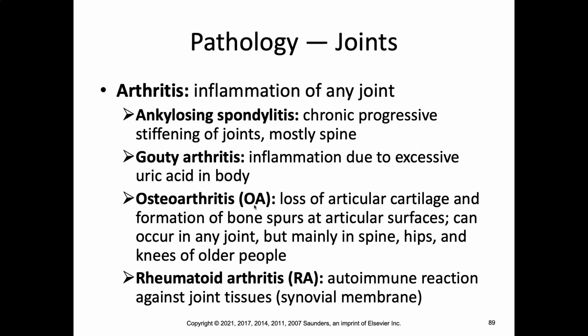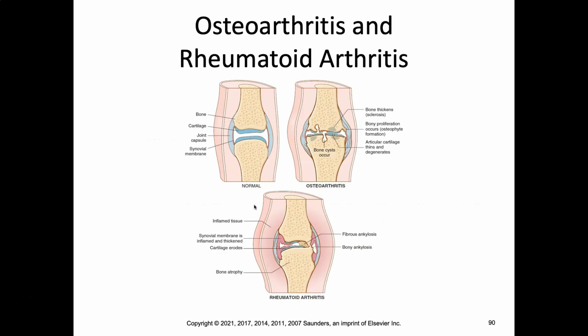Then the last type they bring up here is ankylosing spondylitis. And this is a chronic progressive stiffening of joints, mostly in the spine. So you'll hear about it if you're working with spinal orthopedists with ankylosing spondylitis. All right. Oh, good. They give us a visual of this.